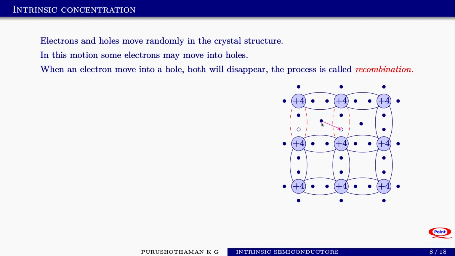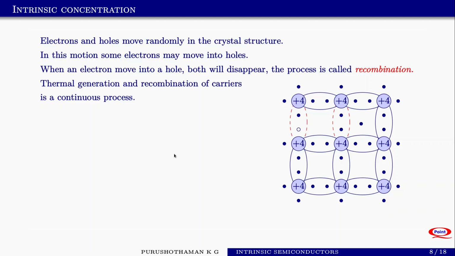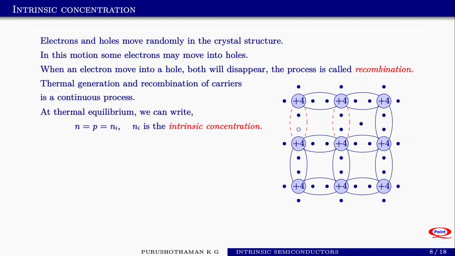See, consider this. Assume that this electron is moving to this hole. So this electron vanishes and the hole vanishes. Electrons and holes are disappearing in pairs. Thermal generation and recombination of carriers is a continuous process. So a number of thermal carriers are generated, a number of covalent bonds are broken, a number of electron hole pairs are generated, and another number of electron hole pairs disappear. So this process continues, and at thermal equilibrium we can write n equal to p equal to ni.